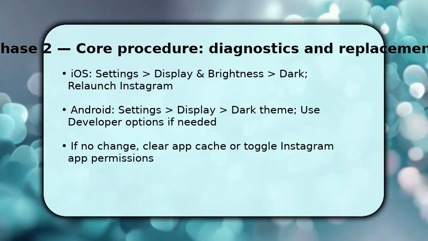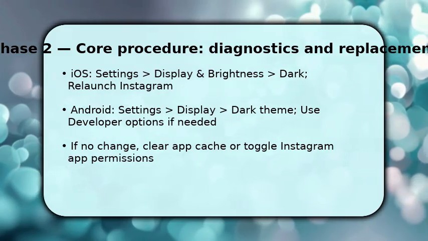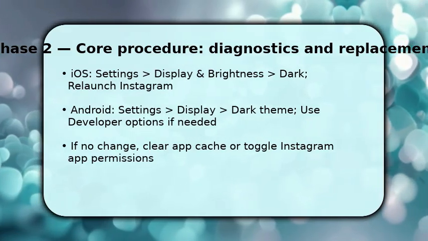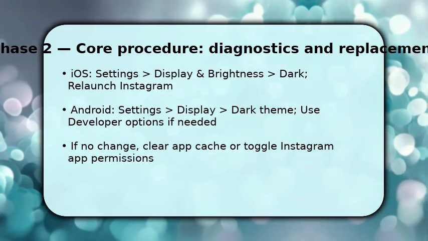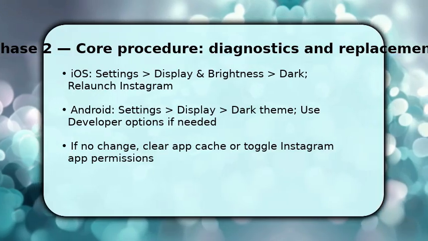On Android, switch display to dark theme. If Instagram ignores it, enable developer options and set night mode or force dark for apps. Once done, clear Instagram cache or restart your phone to apply changes.